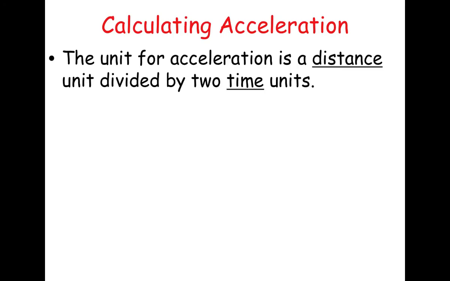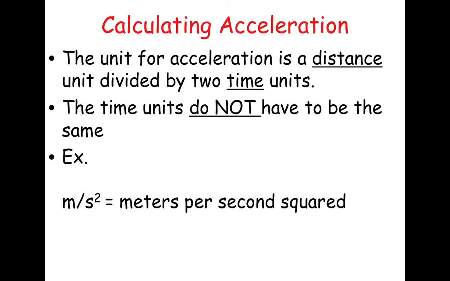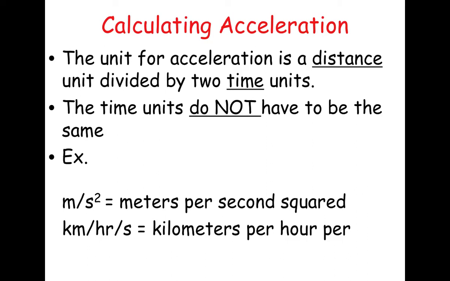When we calculate acceleration, we do end up with a unit. We have a distance unit divided by 2 time units, and those 2 time units do not have to be the same. For example, we can actually have them the same. For instance, with the first one, meters per second squared. So the velocity is in meters per second, and the change in time is measured in seconds. But we can also have them be different. For example, kilometers per hour per second. So in other words, the velocity is being measured in kilometers per hour, and we are seeing how it changes every second.